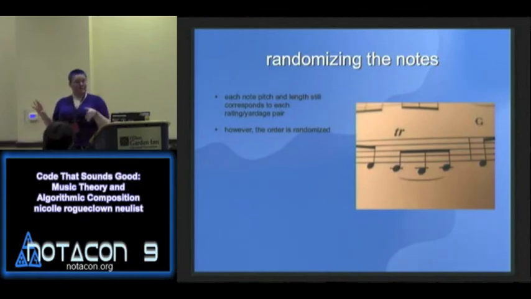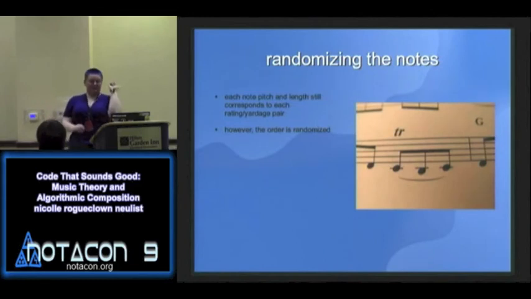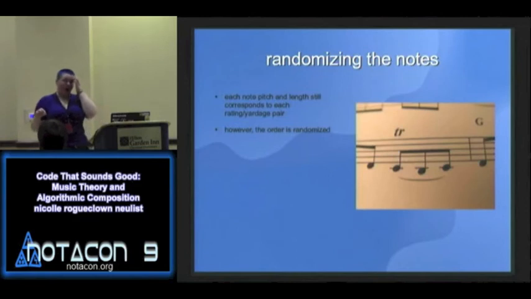Those were the same notes as in the first melody. Each note corresponds to the same rating and yardage pair, but I randomized it. So there were some sequences of notes that seemed very melodic, kind of consonant. There were some that were very clearly not, with more jarring intervals. I think I heard a tritone in there.